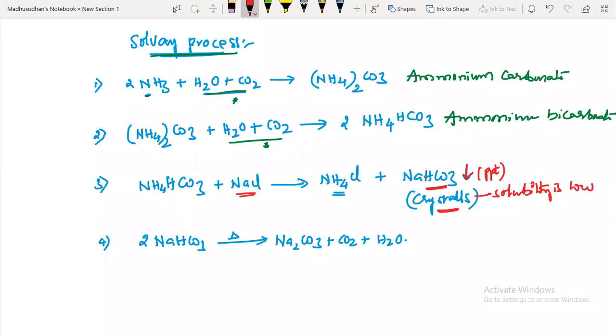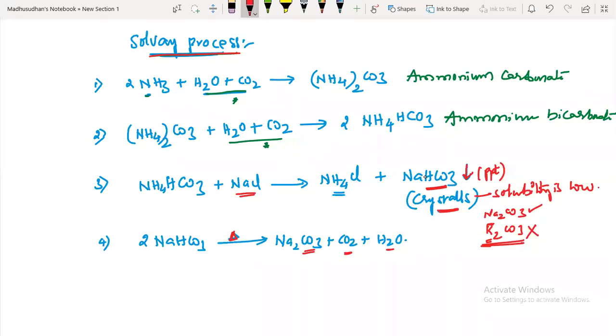Okay, this sodium bicarbonate, on further heating, you will get sodium carbonate, carbon dioxide, and water as byproducts. Here, the important point is this Solvay process is suitable only for sodium carbonate. You cannot use it for potassium. Na2CO3 and K2CO3 are both carbonates only, in the place of sodium we have just potassium. But this method is suitable for only sodium carbonate, but not for potassium.